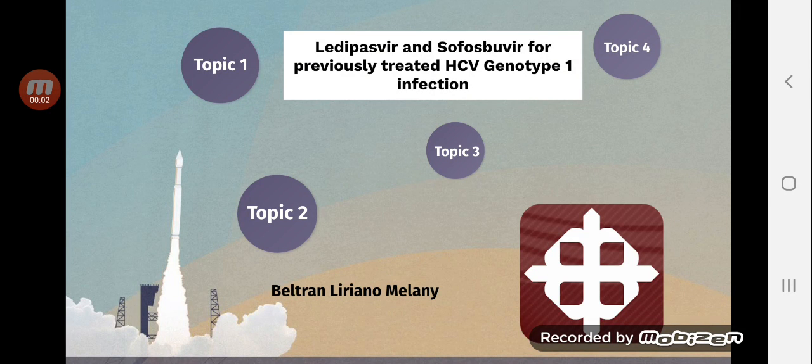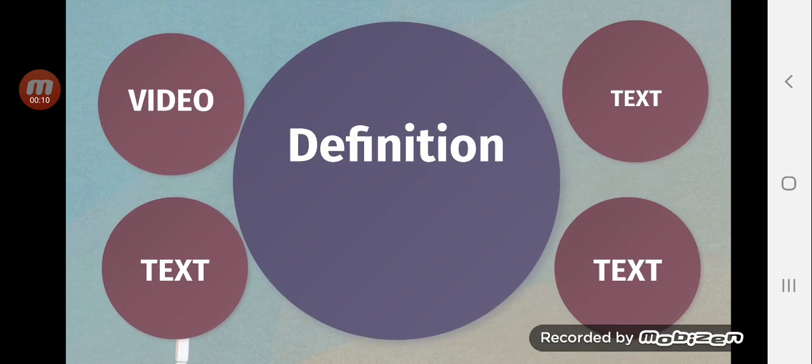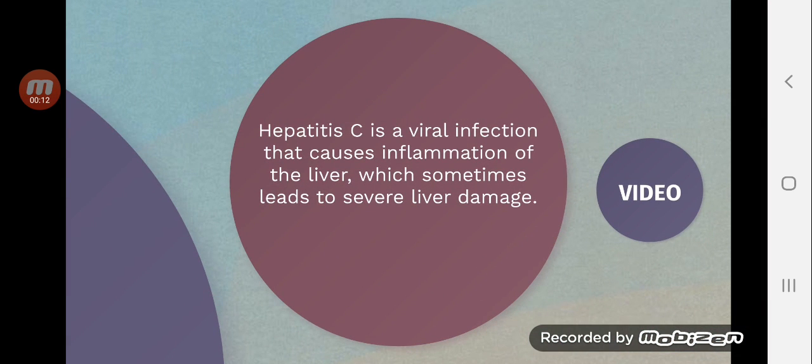Hello, my topic is Ledipasvir and Sofosbuvir for previously treated HCV genotype 1 infection. Definition: Hepatitis C is a viral infection that causes inflammation of the liver, which sometimes leads to severe liver damage.